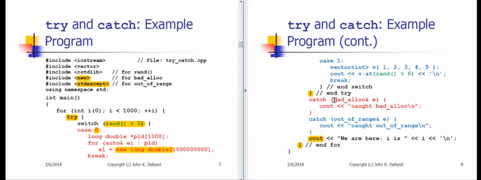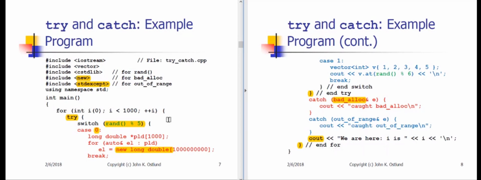And here is the catch block that is waiting to see whether a bad alloc exception occurred. Sure enough, it did. And so if we get a bad alloc, rather than crashing, the program is simply going to display this message, caught bad alloc. And then we will display this cout message, we are here, i is 0. And we'll go back to the second iteration through the loop.